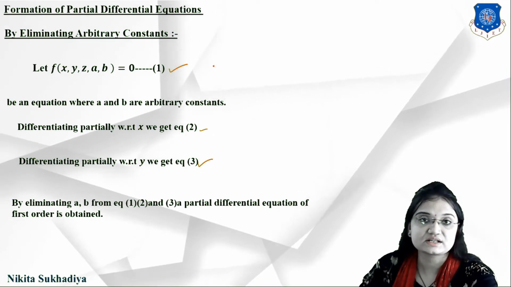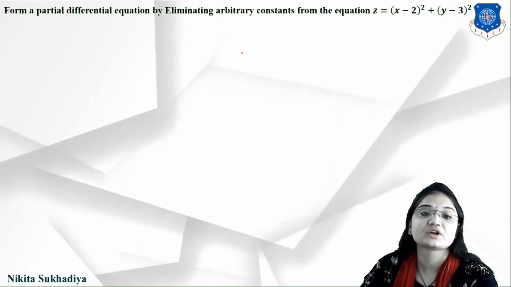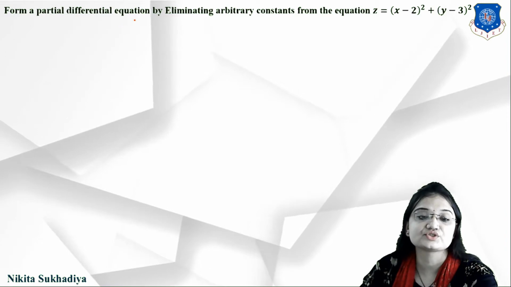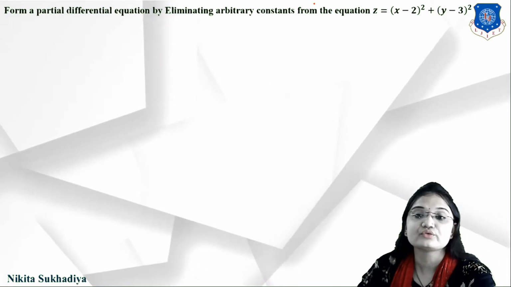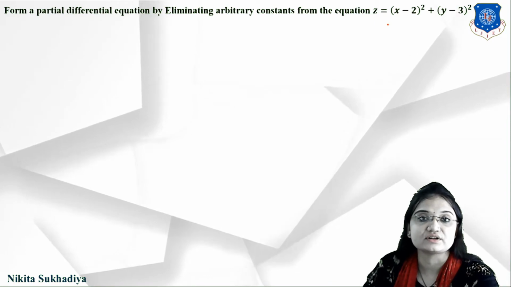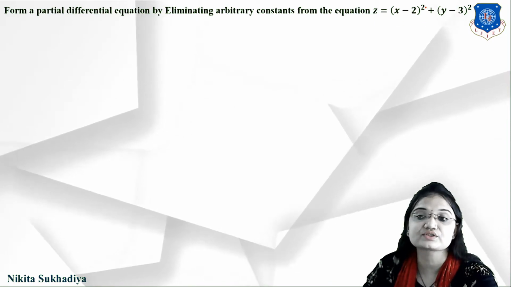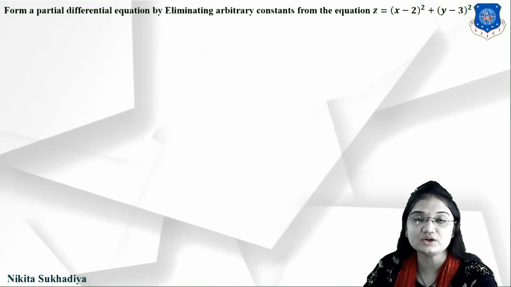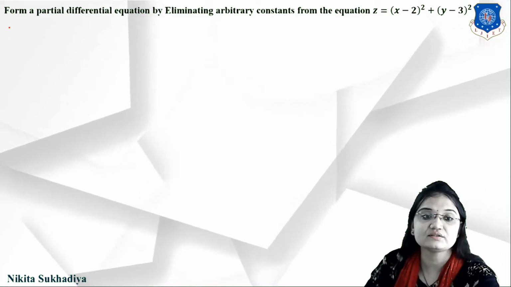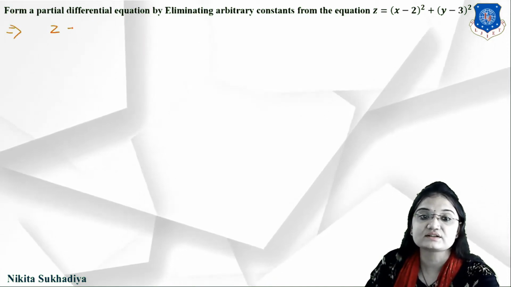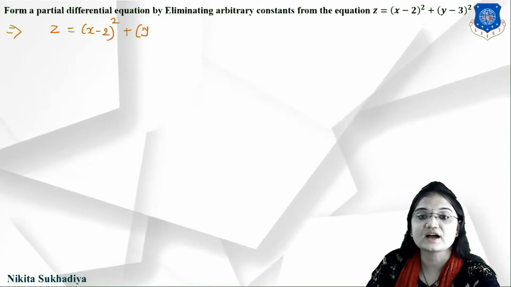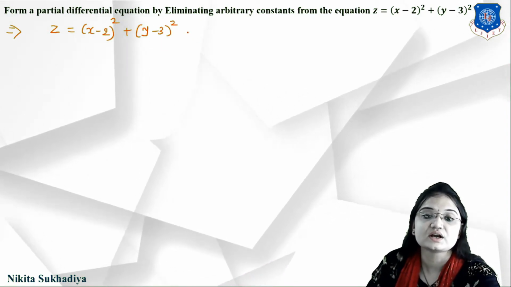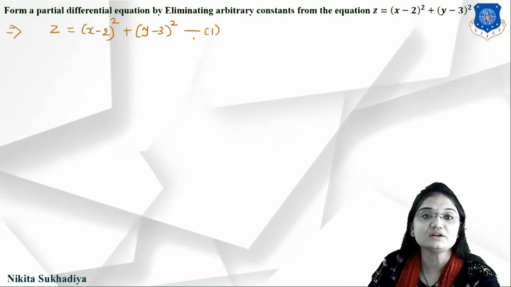Okay, so let us understand with an example, that is: form a partial differential equation by eliminating arbitrary constants from the equation z is equal to (x minus 2) whole square plus (y minus 3) whole square. So here we have z is equal to (x minus 2) whole square plus (y minus 3) whole square. This one is our equation number 1.